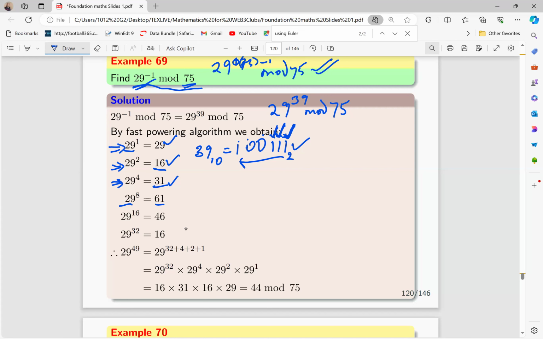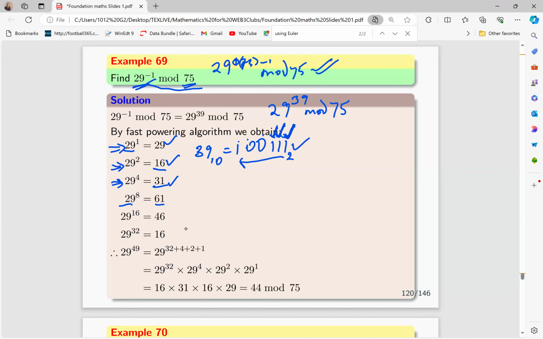31 times 31 will be 961. Just moving slowly so that you also use your calculator, so that you see how we were doing it. 961 divided by the divisor, which is 75, goes there 12 times. The remainder is 61.